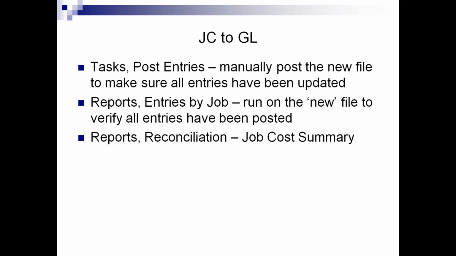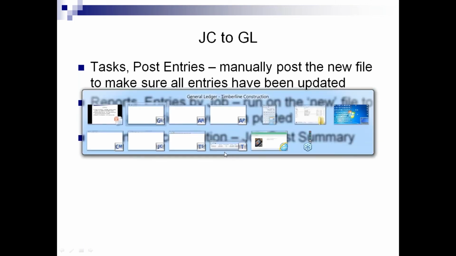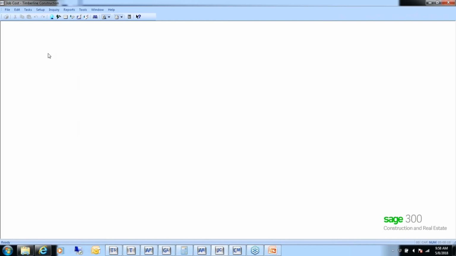All right, let's go back to our PowerPoint for a second. And let's talk about job cost to GL. You want to make sure, again, that everything has been posted. So you want to make sure everything posted in job cost. You can run entries by job on the new file to make sure everything has been posted. And then we're going to run the job cost summary report inside job cost to make sure that it balances. So post everything, verify everything's been posted, then run your job cost reconciliation summary report.